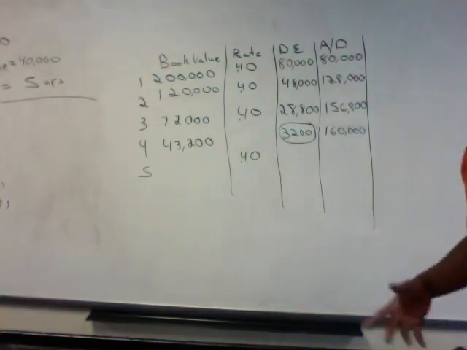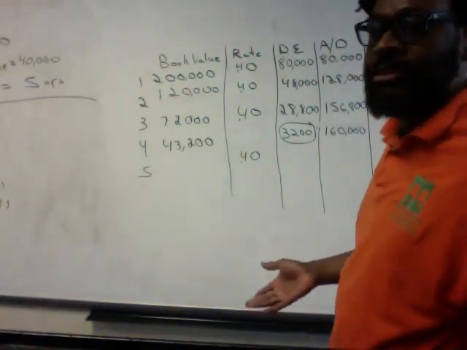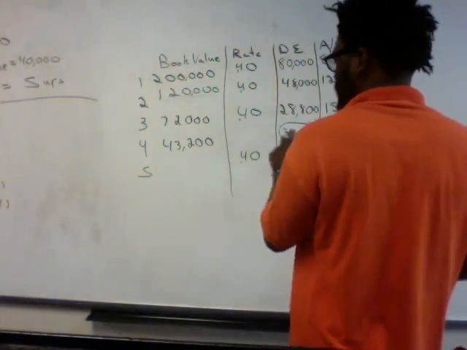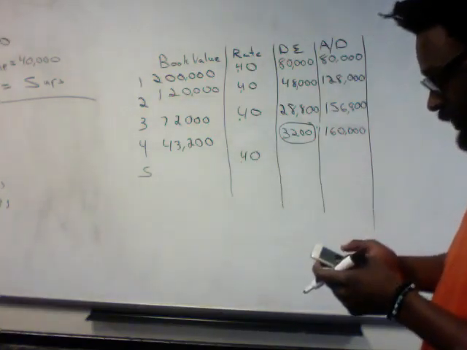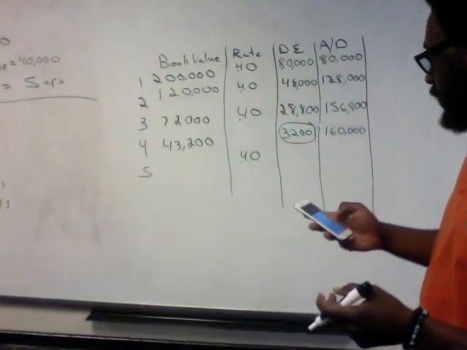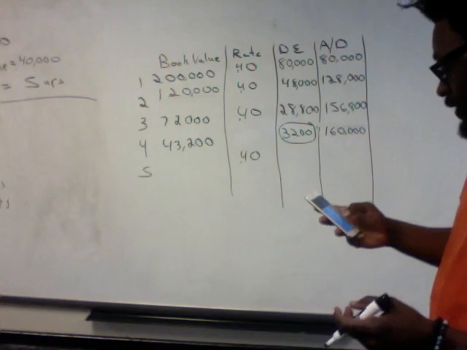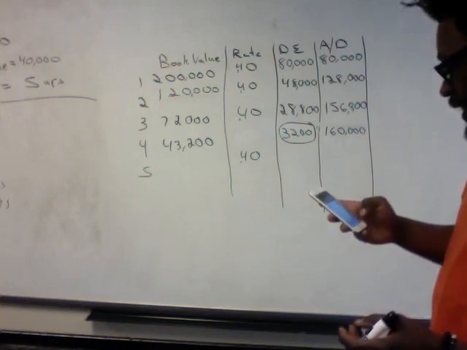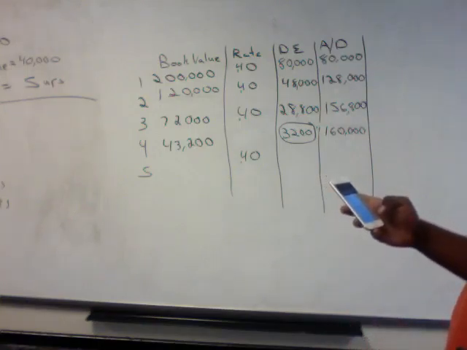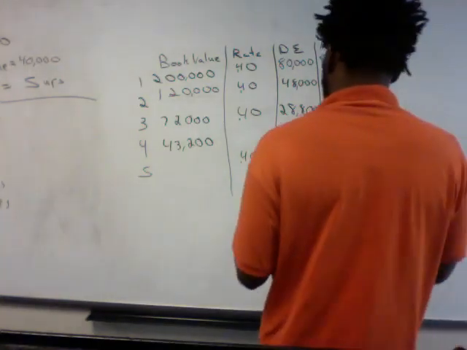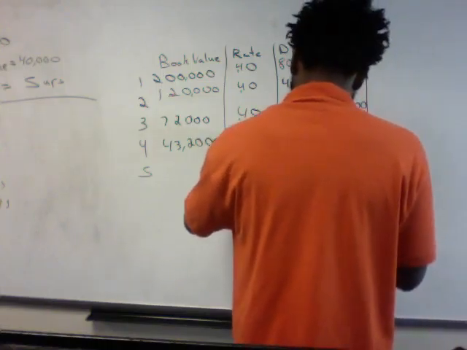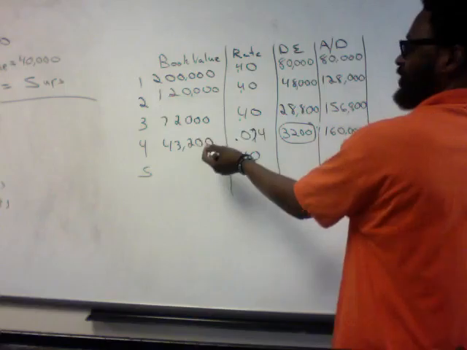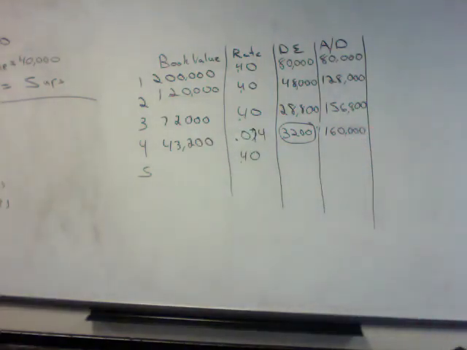What's the rate? We really don't need it for the test. It's not a big concern, but I can do it by just doing simple algebra, right? This divided in this will tell me the rate. So if I took 3,200 and divided it into 43,200, I would get roughly 7.4%. So that's your rate, really, 0.074. But again, you don't really need that, but I just put it there.